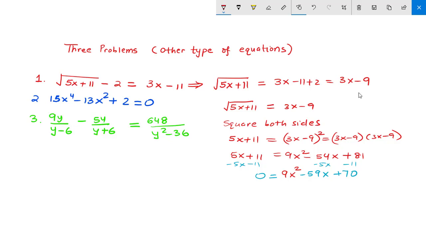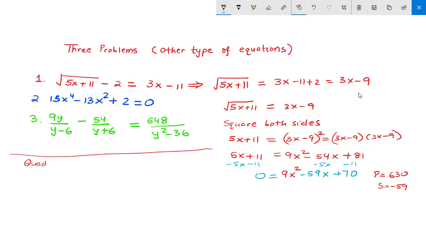I can factor it, but it may not be that easy to factor. The product we need is 630 and the sum we need is negative 59. So it's hard to check because the numbers are big. I'm going to use the quadratic formula instead. I'm going to write it here and then move on to the second equation.